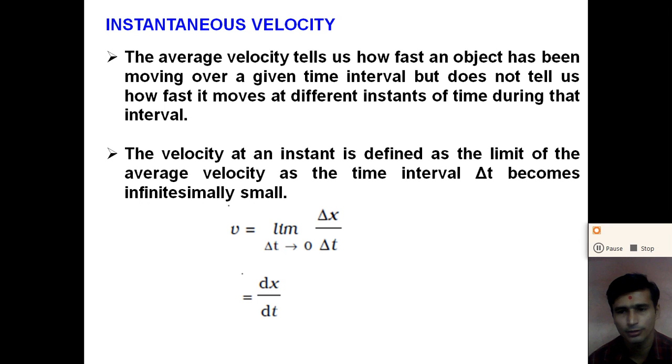So if you don't know what we mean by differentiation and how we calculate it, see chapter number 0, lecture number 5 for the differentiation. Here we use the differentiation of the position with respect to time, which gives the instantaneous velocity at any time.